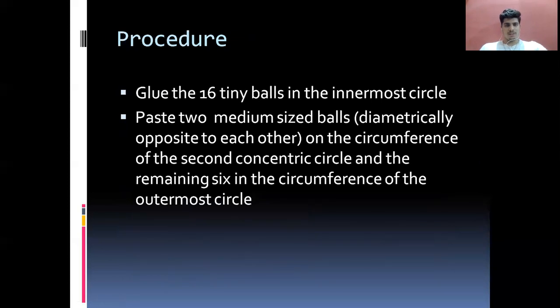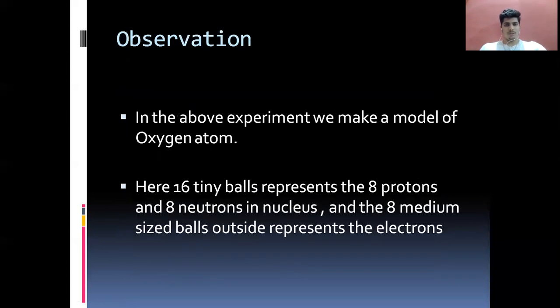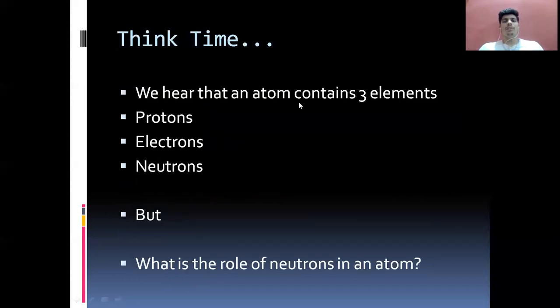So that is a cool structure you can have at your home and show to your friends. Now, in the above experiment, we made a model of an oxygen atom. The 16 tiny balls represent 8 protons and 8 neutrons in the nucleus, and the 8 medium sized balls outside represent the electrons. Now, we hear that an atom consists of three particles: protons, electrons, and neutrons.